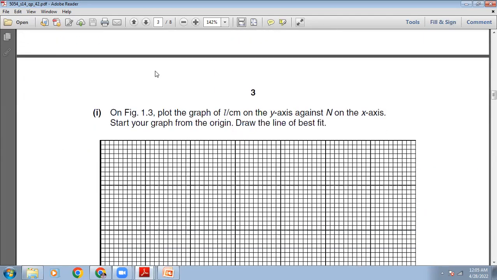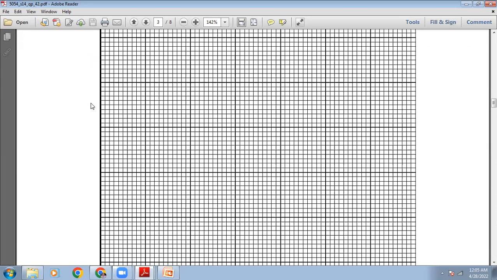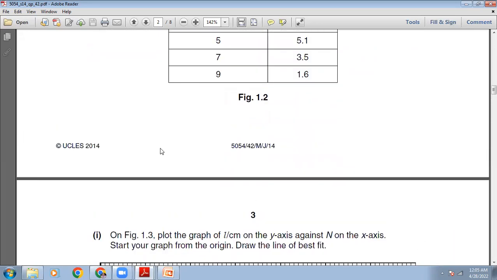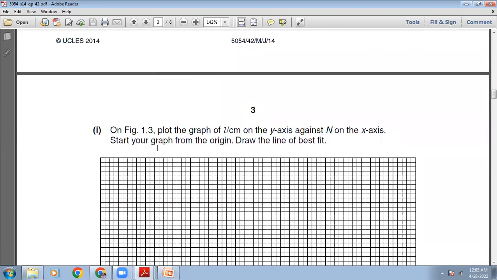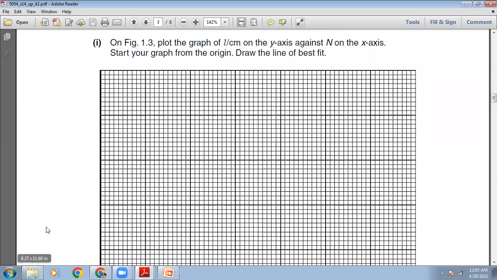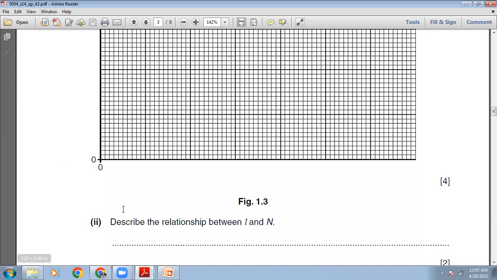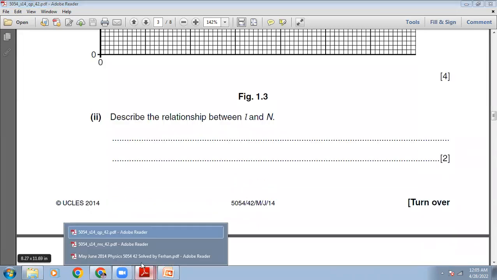So on figure 1.3, plot the graph of L in centimeters on the y-axis against N on the x-axis. Start your graph from the origin. Draw the line of best fit. So here you have that graph. On the x-axis, I have to represent the number of rubber bands, and on the y-axis, the length of the rod which is outside the water. So let's do this.